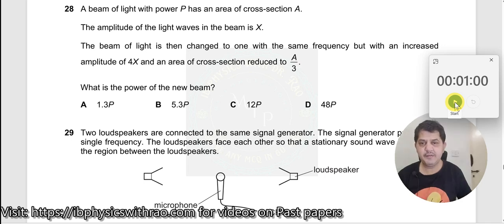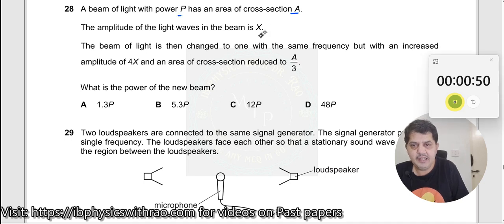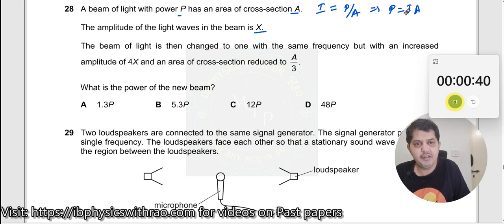Question number 28. A beam of light with power P has an area of cross section A. The amplitude of the light waves is x. Somewhere power, area, amplitude is given. So what we do is, we know intensity of the wave is given by power by area. This implies power should be equal to area into intensity.